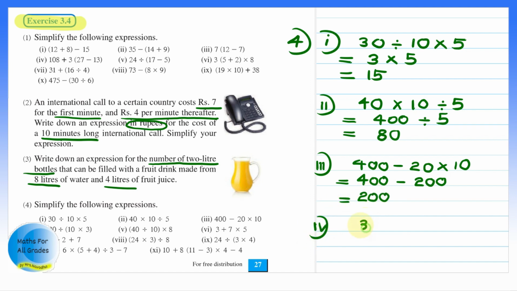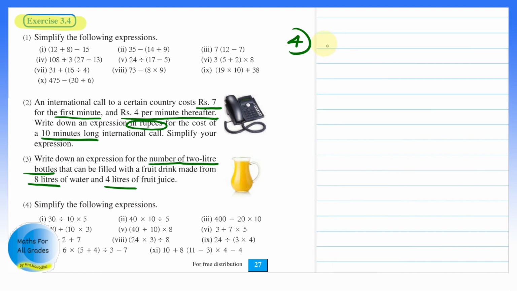Room number 4. 30 divided by, bracket, 10 times 3. We have brackets here. Let's do that first. 10 times 3 equals 30. Now 30 divided by 30 equals 1. Room number 5. Bracket, 40 divided by 10, close the bracket, times 8. 40 divided by 10 equals 4. 4 times 8 equals 32.